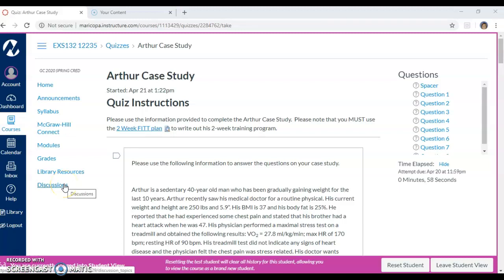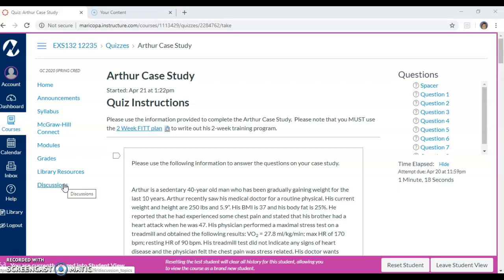I wanted to discuss a couple things with you regarding the Arthur case study that we had due on Monday. All of them have been graded and I've given you a ton of feedback on them, so please review what you missed, and if you have any questions about it, please let me know. I just wanted to touch on a couple key topics.